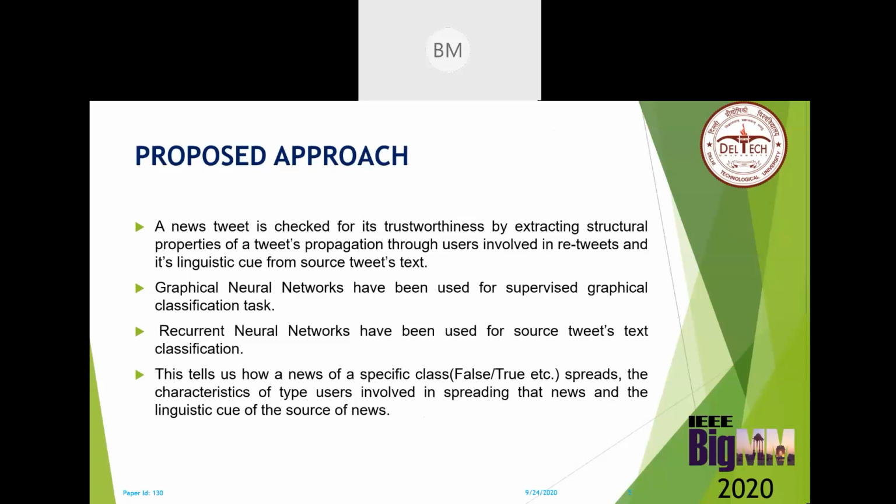So an intuitive understanding of our algorithm would be that it tells how a user of a specific class spreads news. And by class here I mean it could be a fake news or it could be a true news. How do these different classes, these types of news, spread? What are the characteristics of the types of users involved in spreading that news? And we are also taking into consideration the linguistic view of the source news.